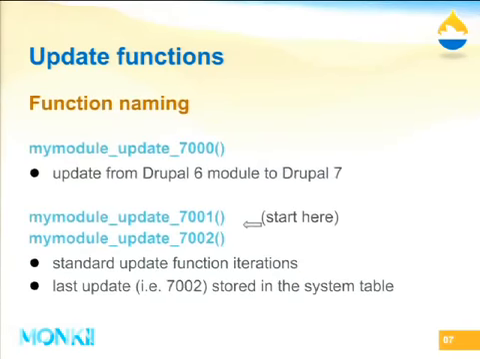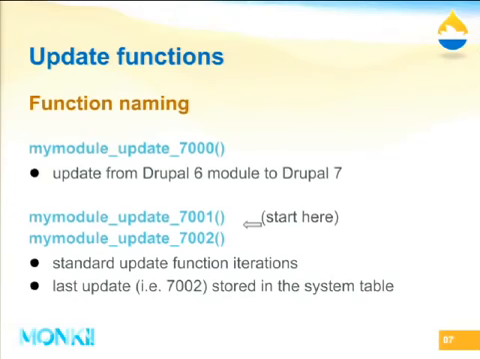One of the interesting and kind of tricky things about update functions is they've got a very specific naming convention. my_module is obviously the name of your module, then _update_, and then N. N can be a number ranging from 6000 up to other things. If you're working in Drupal 7, yours will always start with 7000. This update, 7000, is used when you're updating a module from the Drupal 6 version of that module to Drupal 7. That's really, really useful if you're doing a site migration from Drupal 6 to Drupal 7.